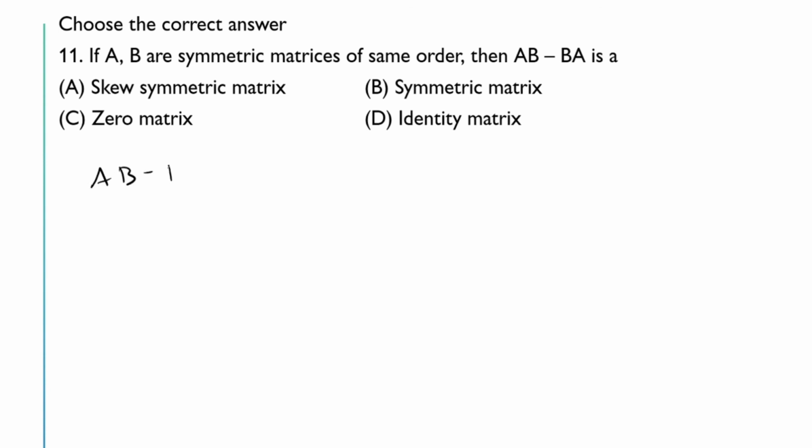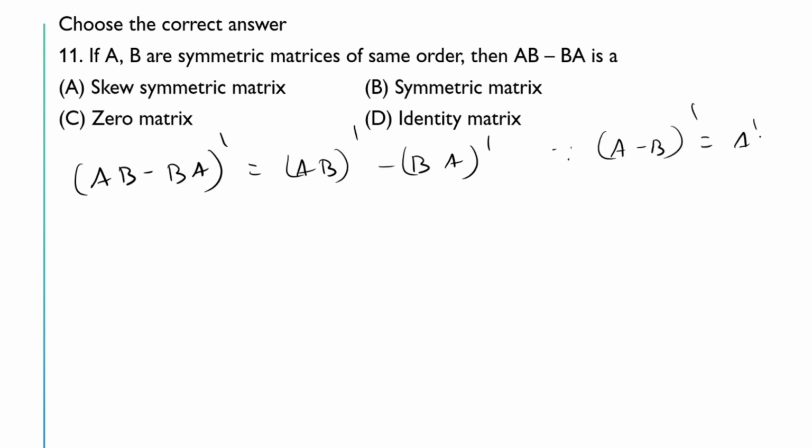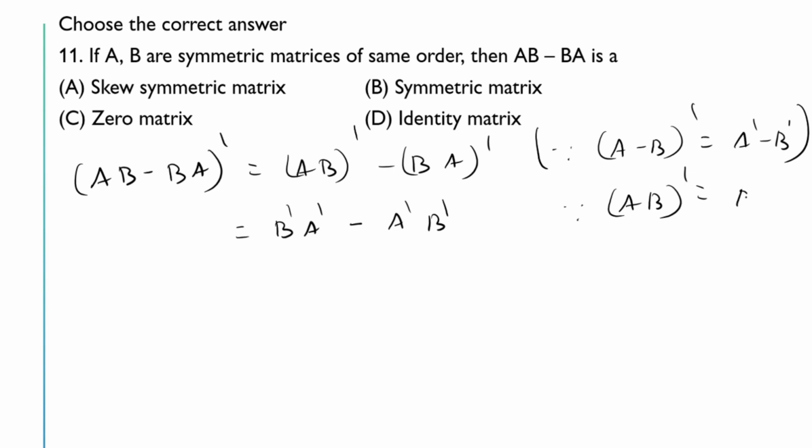AB minus BA the whole transpose is equal to AB the whole transpose minus BA the whole transpose, since A minus B the whole transpose is equal to A transpose minus B transpose. So this is equal to B transpose A transpose minus A transpose B transpose, since AB the whole transpose is equal to B transpose into A transpose.